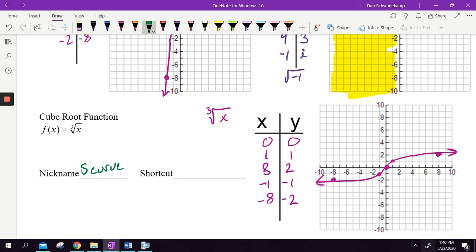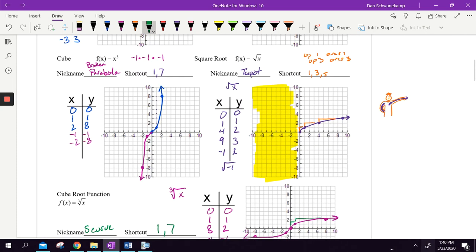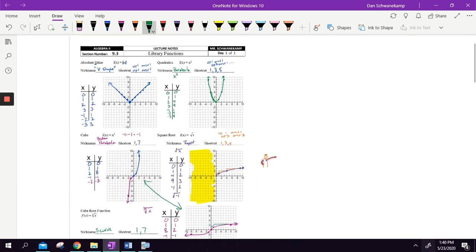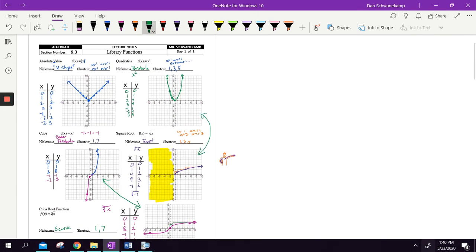Okay. Some refer to this, yeah, that's fine. S curve. Shortcut. What's my shortcut? Up 1 over 1, up 7 over 1. My pattern is 1, 7. It's exactly like the cubic graph. It's just on its side. You can see how these two look similar. All right, hope those help.